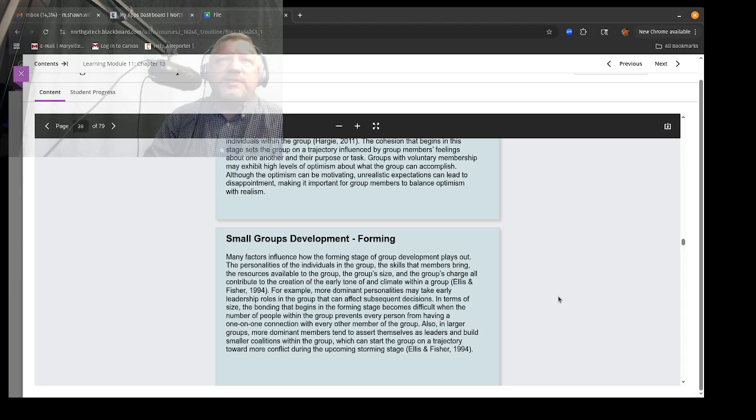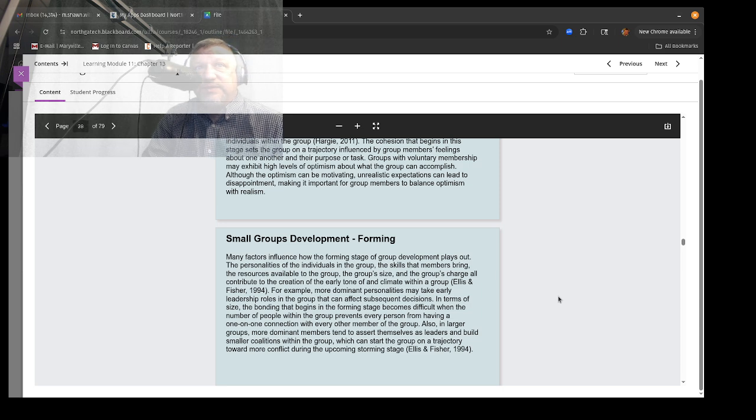The personalities of a group, the skills that members bring, the resources available, the group's size, and the group's charge all contribute to the creation of the early tone and climate within the group. For example, more dominant personalities may take over early, right? And they'll jump into those leadership roles. That can lead to subsequent decisions that may or may not be in the best interest of the group.